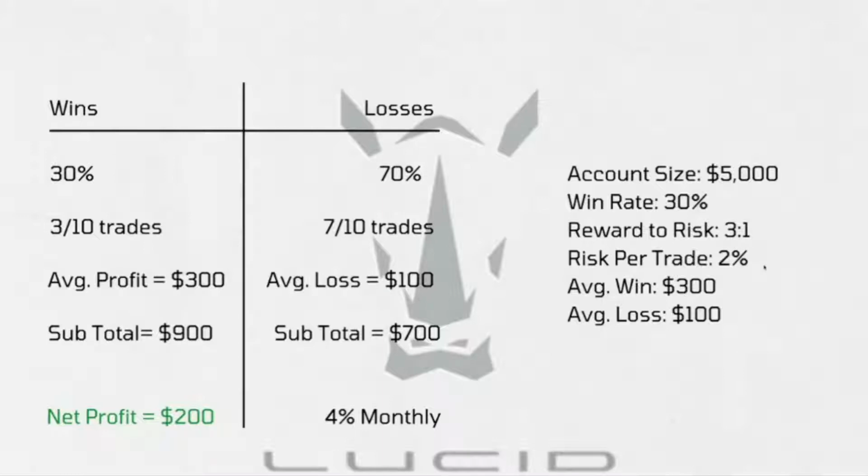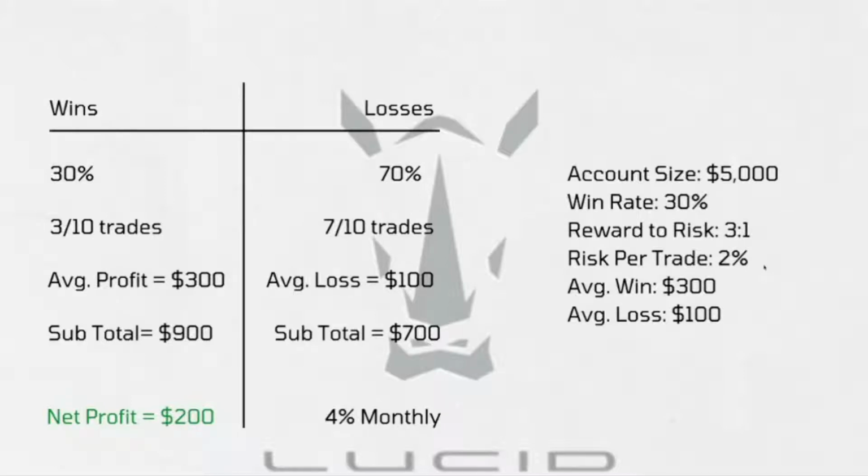So here we've got an example of somebody with a 30% win rate. I'm going to start by using a $5,000 account size. Might be a little large for some of you, might be a little small for some of you. I thought it was a good number to start with, right in the middle, to show somebody who maybe is newer to trading, or maybe they've been doing it for a little while and don't want to throw too much money at the market.